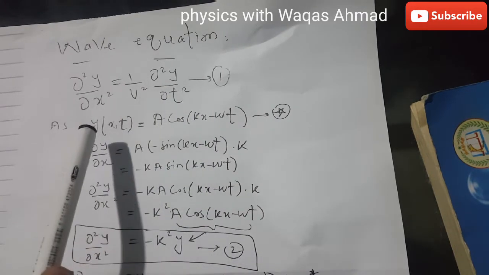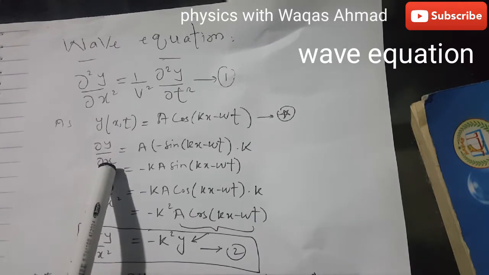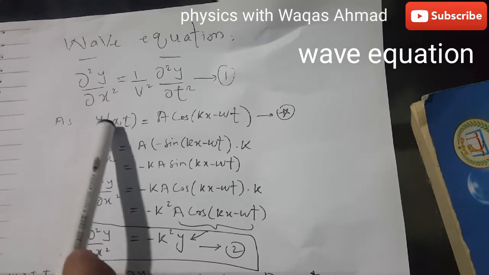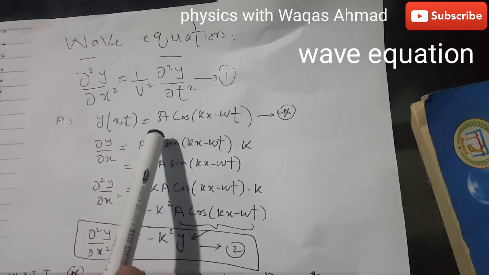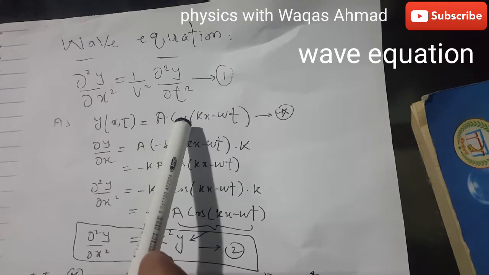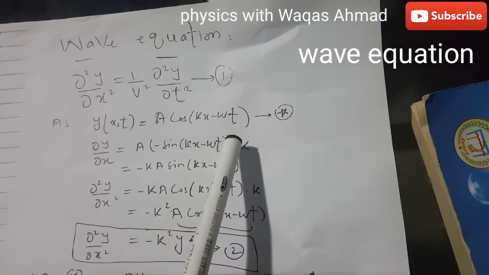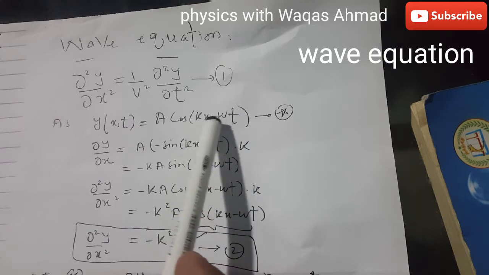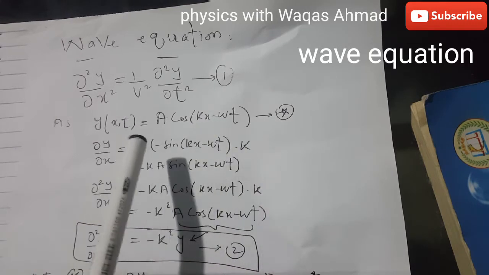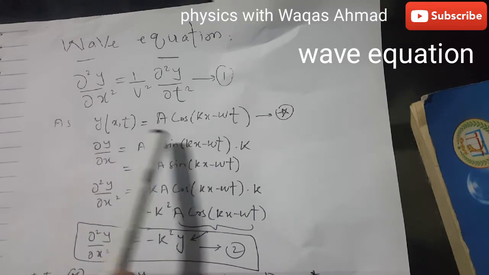So let's first differentiate this equation with respect to x. By differentiating, it becomes ∂y/∂x = a times the derivative of cos(kx - ωt), which is -sin(kx - ωt), where the derivative of the inner function kx - ωt becomes k. So this is the first order derivative.